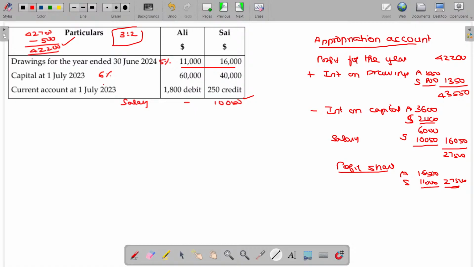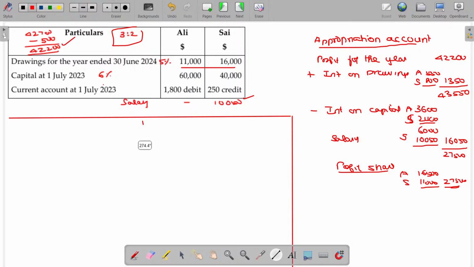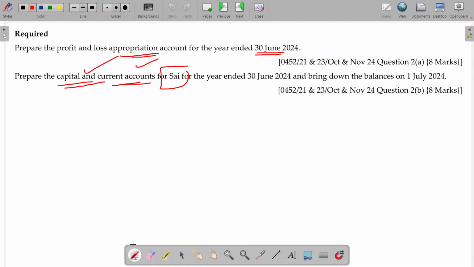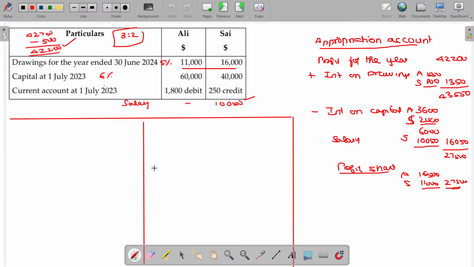Now you have to prepare the capital account also. Not only the capital account, you have to prepare the current account also. So what happens here? You have to prepare the capital account and current account of Sai. Sai capital account and Sai current account.